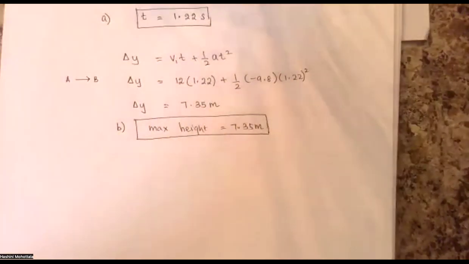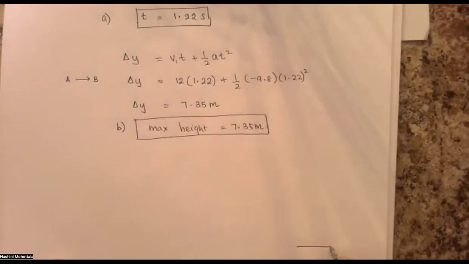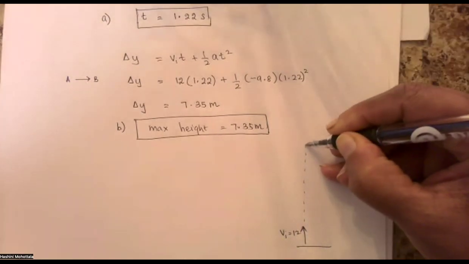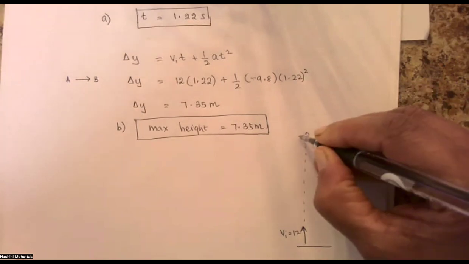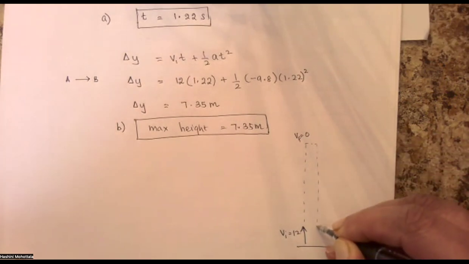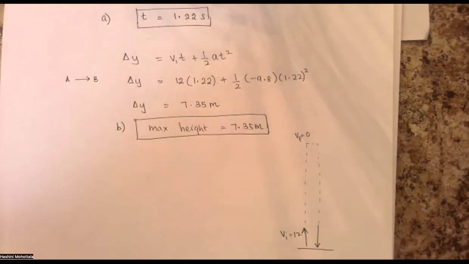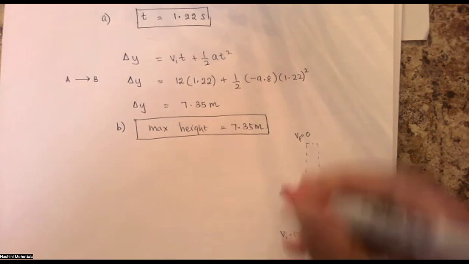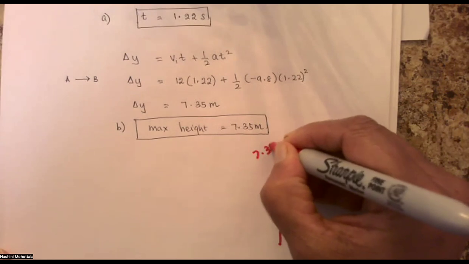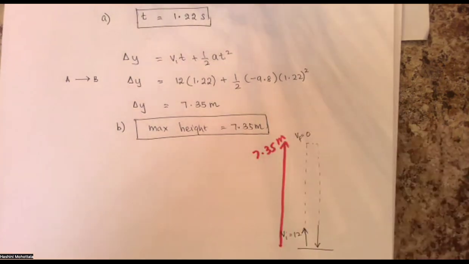Now, let me take this over here. So let me redraw the picture. This is now with more information. Vi is 12, all the way to the top where you have the final velocity 0. And then you are coming back, actually along the same path. And we know the maximum height equals 7.35 meters.